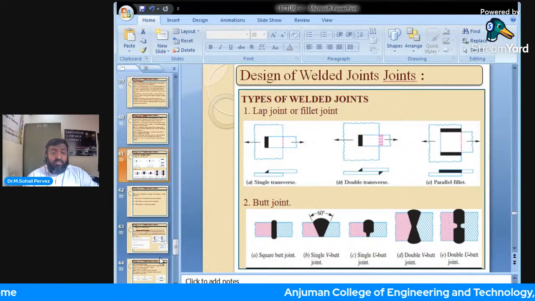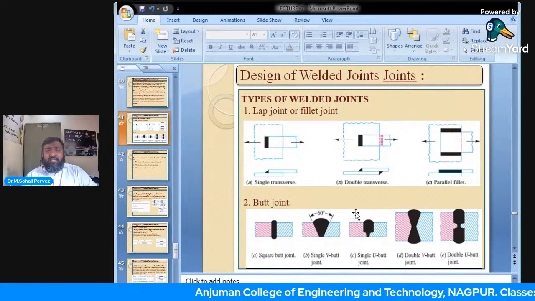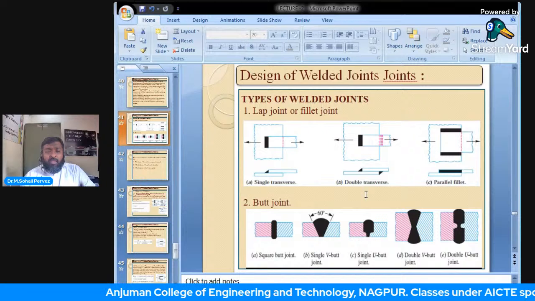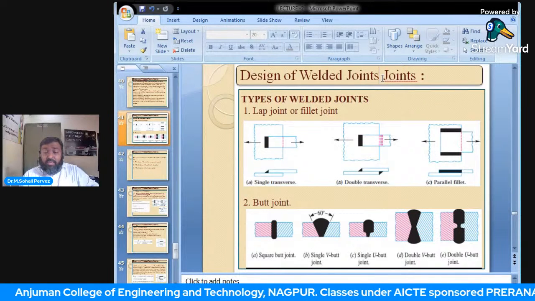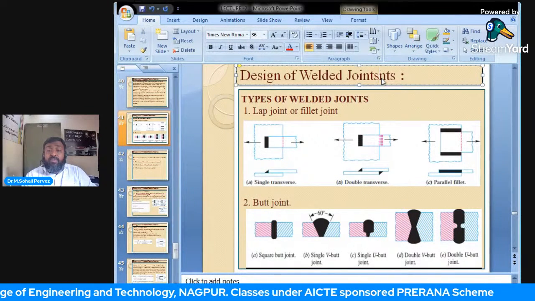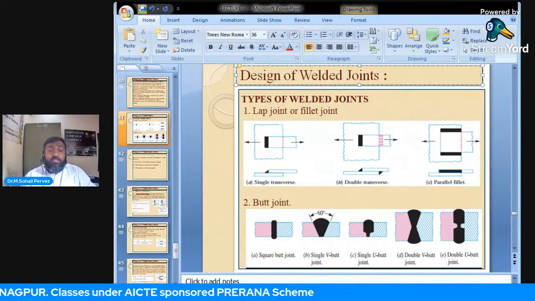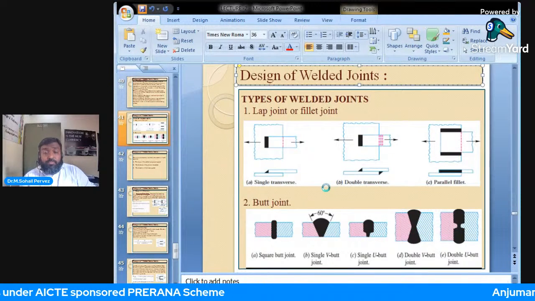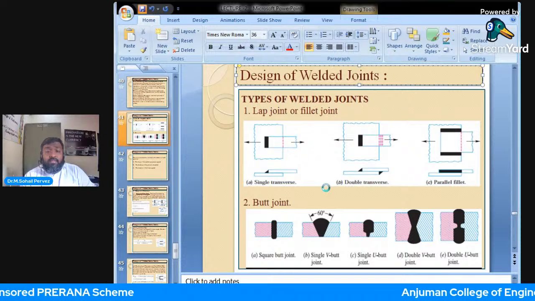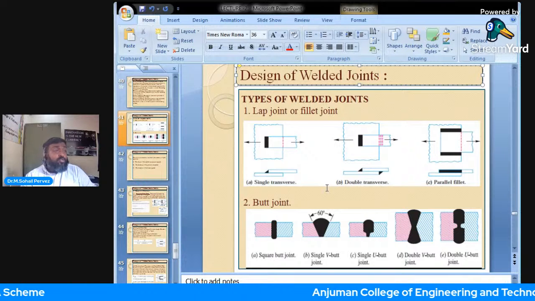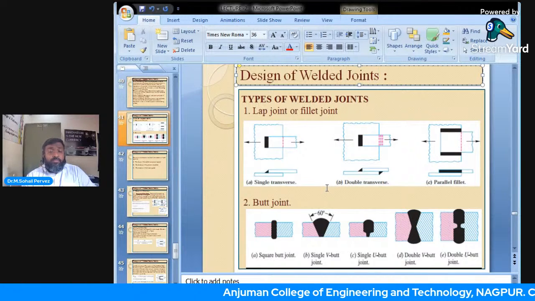Now, these are the general types of welded joints, different types of welded joints in use. There it is: lap joint or fillet joint. Lap joint or fillet joint.